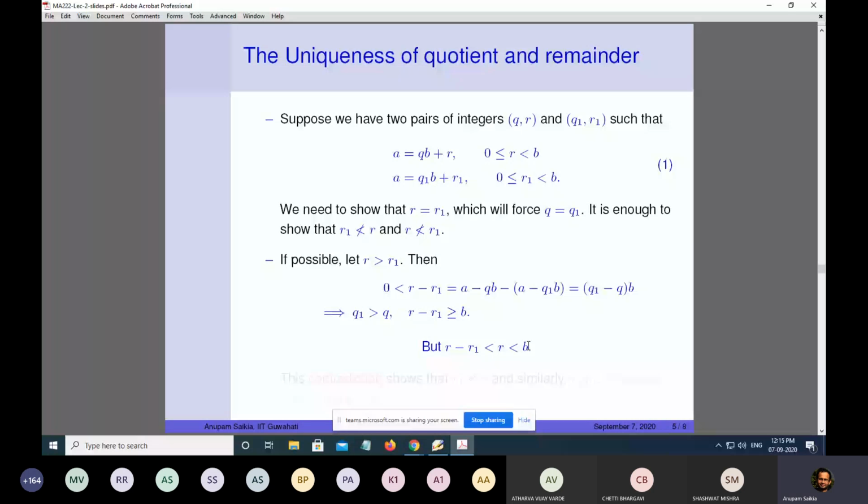So R1 cannot be bigger than or smaller than R. Similarly, R cannot be smaller than R1. So R has to be R1, and if R is R1, then certainly Q has to be Q1 because B is non-zero. Okay, so that's how we show the uniqueness of quotient and remainder.